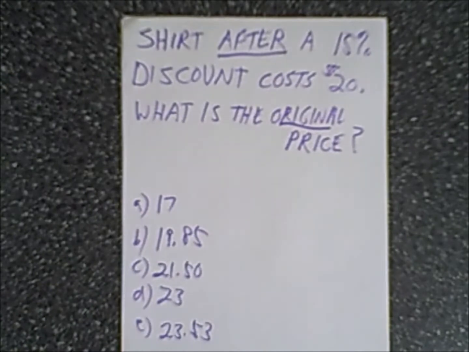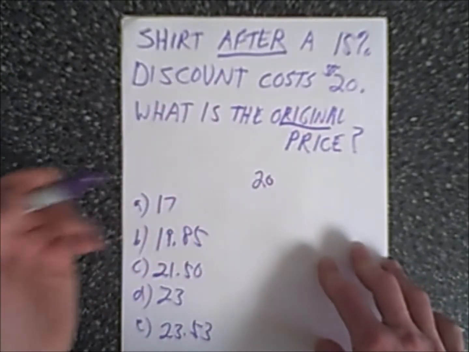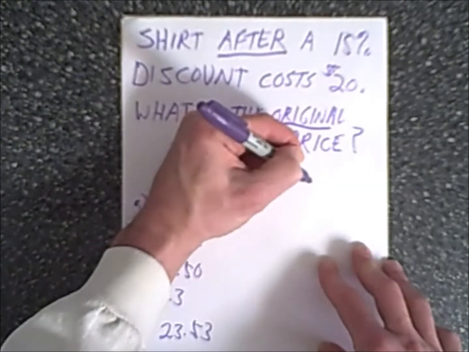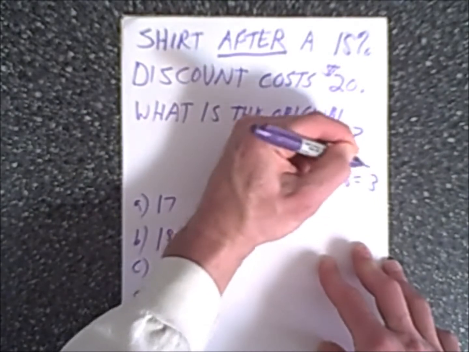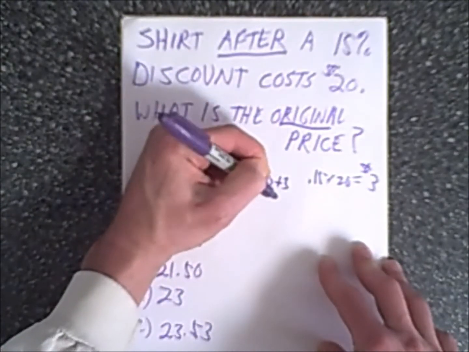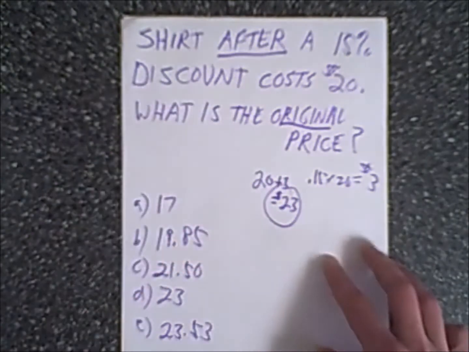And somebody might quickly look at this and say, well, you know, the shirt's 20 bucks. And 15% of 20 is 0.15 times 20, which is $3. So we add $20 to 3, and we get $23, and we think that's our answer, $23.